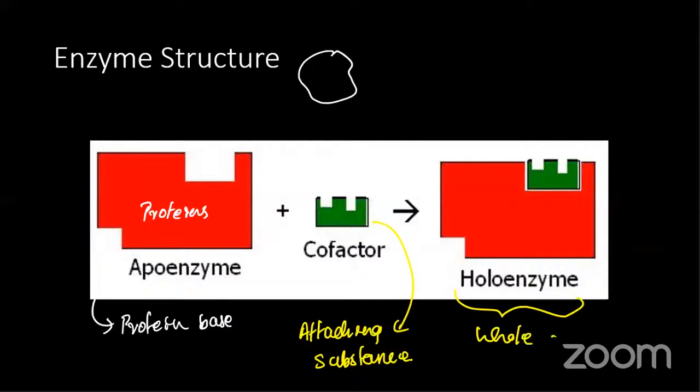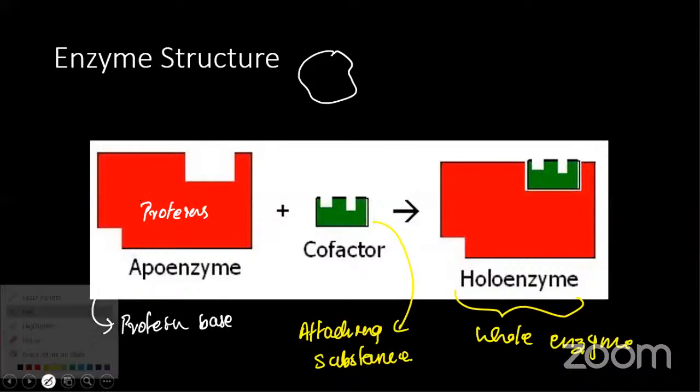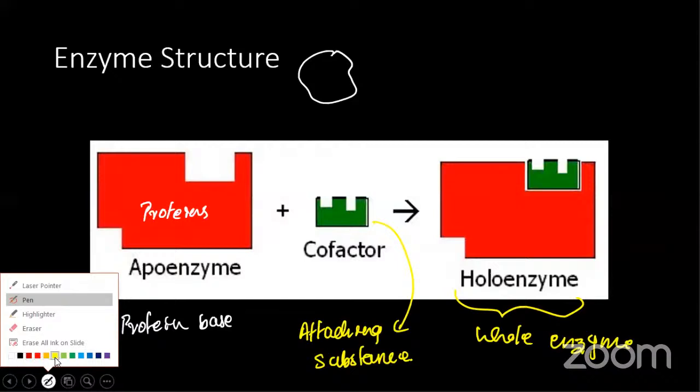Holoenzyme means a whole enzyme, or you can say a complete enzyme. Remember, what is apoenzyme? The apoenzyme means only the protein part of the enzyme. And cofactor means the attaching substances. Both of them together form the holoenzyme. Remember, the apoenzyme is not inactive every time. I will write that down also.